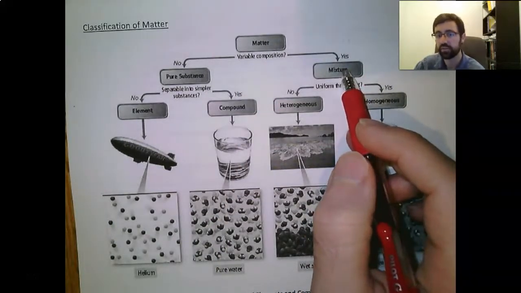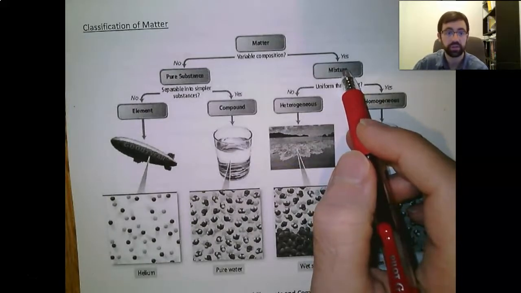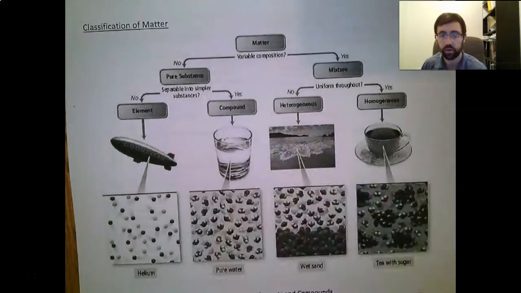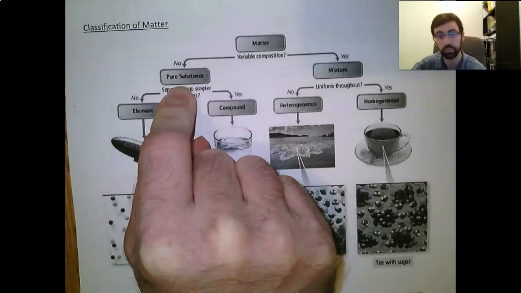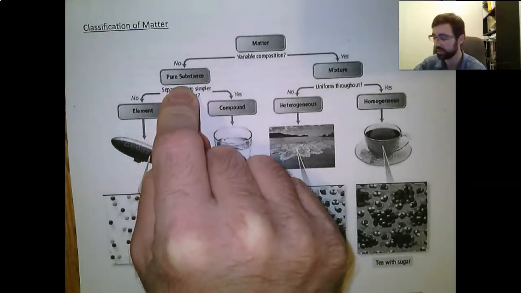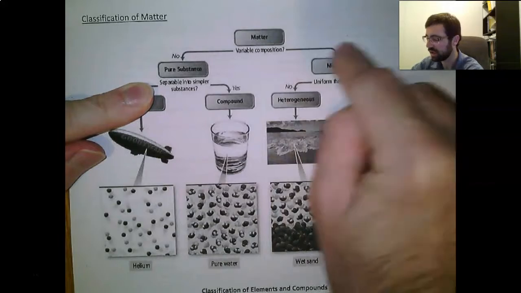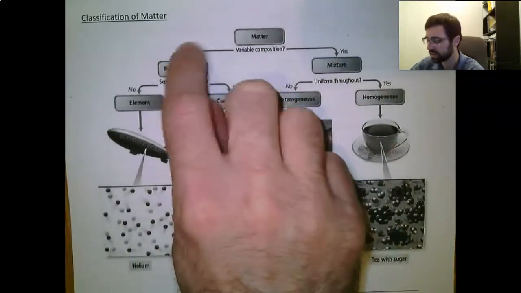If it does not have a variable composition, the only way to change the ratio of components within this matter that we're talking about is by breaking bonds or by changing what the substance is, and then all of a sudden the properties are very different. Well, that would be a pure substance. And we can break pure substances down further. So a variable composition means you've got a mixture. If it's got a fixed composition, or it's not variable, that's a pure substance.